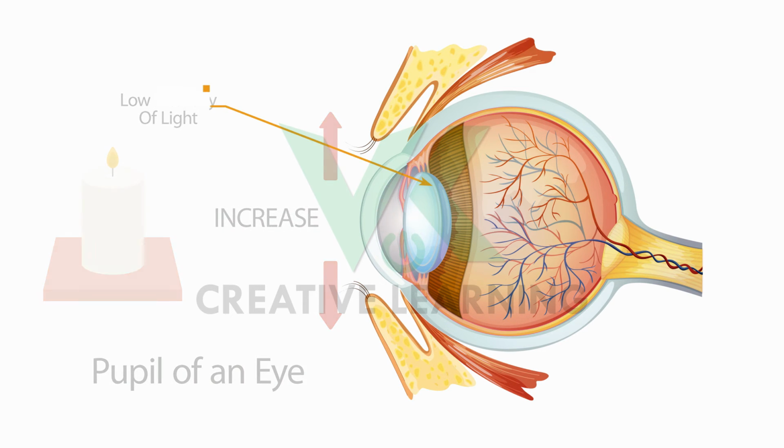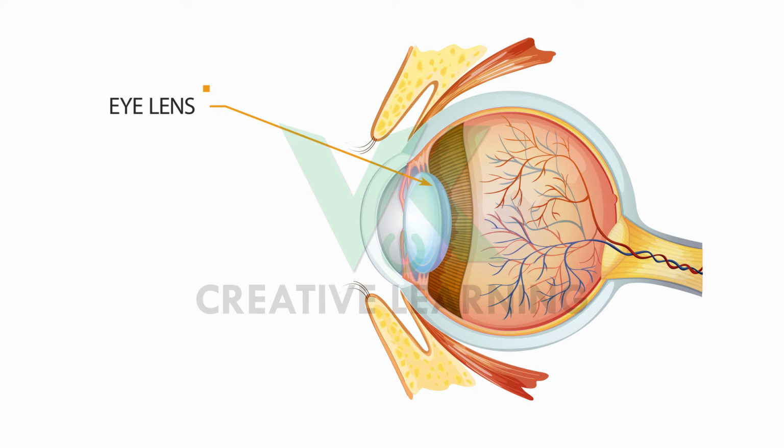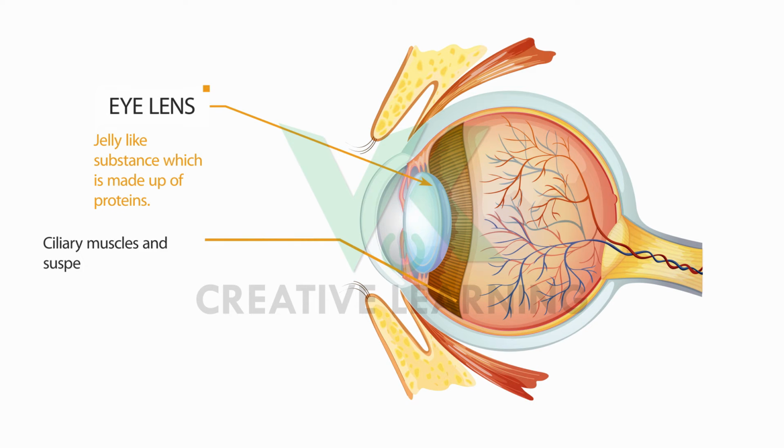Let's move to another part, which is called the eye lens. The eye lens is a jelly-like substance which is made up of proteins. It is held by ciliary muscles and suspensory ligaments, which help in adjusting the focal length of the eye so that we can see distant and nearby objects clearly.